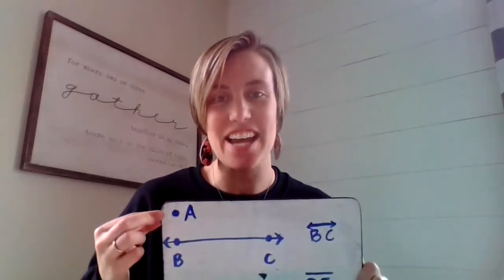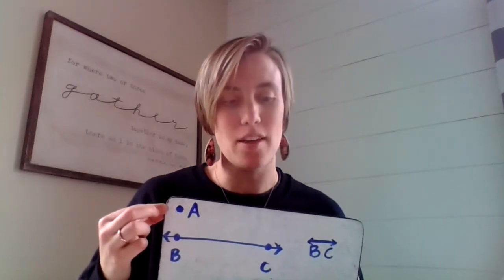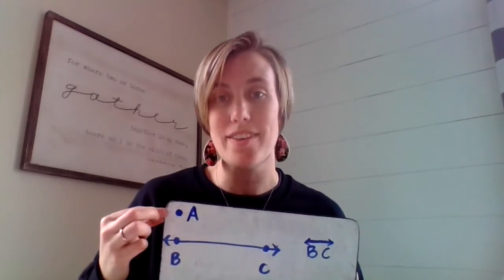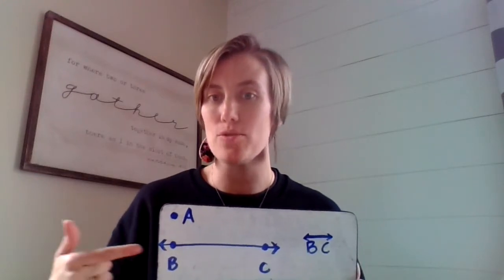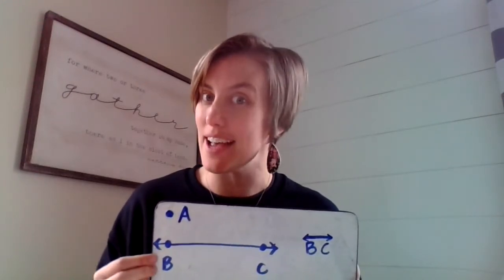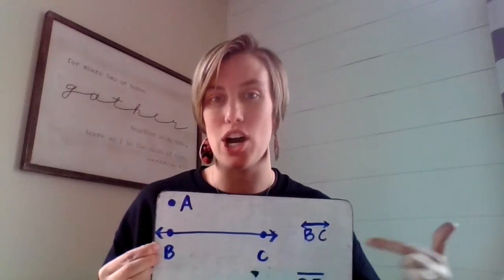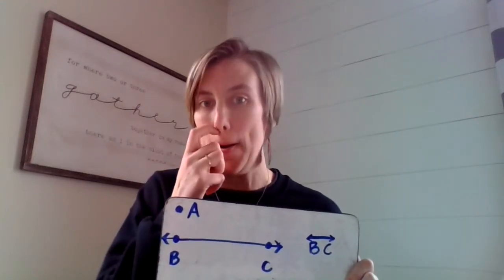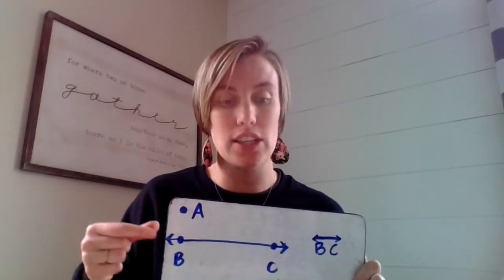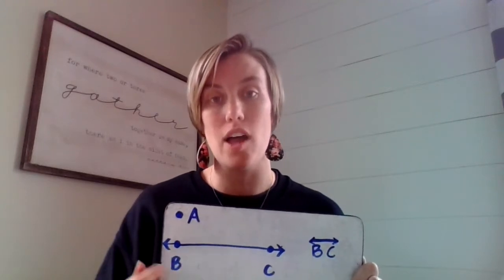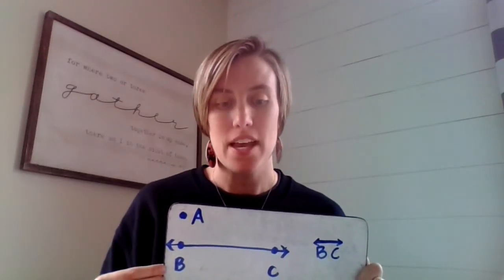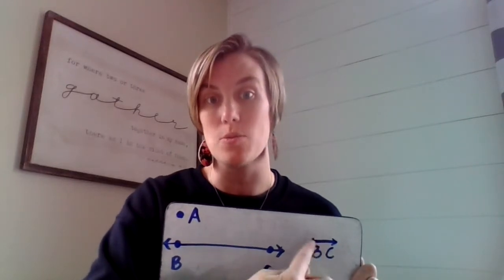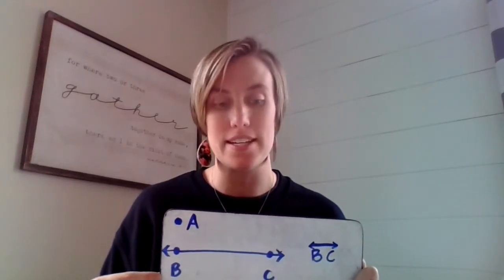Let's talk about that. A line is a straight path of points that continues without end in both directions. What that means is this end goes on and on and on because it has the arrow, and this end goes on and on and on because it has an arrow. This line is called line BC or line CB. You can name these lines whatever you want them to be. And it's labeled like this with a little line with arrows at the top with a B and a C.